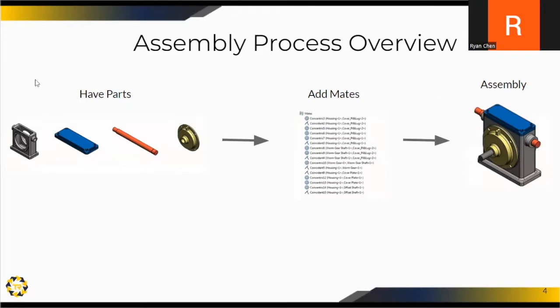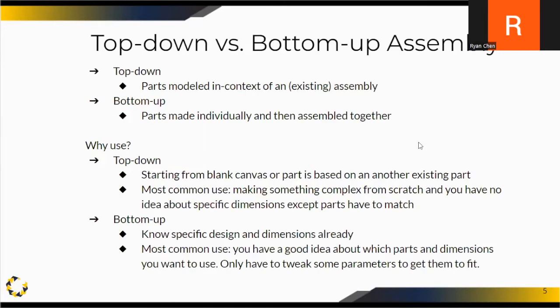In this example of bottom-up assembly, we start from the bottom, with each of the individual parts, and then we make an assembly after we know exactly what those parts are. In this example are some of the mates, concentric, coincident, and there's going to be much more. So top-down versus bottom-up assembly. As you can see from the slides, top-down is where the parts are modeled in context with an assembly, whereas in bottom-up, the parts are made individually and then assembled together.